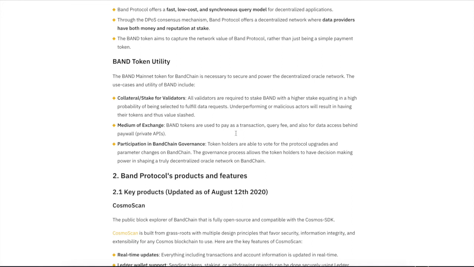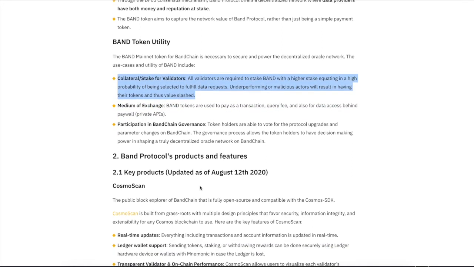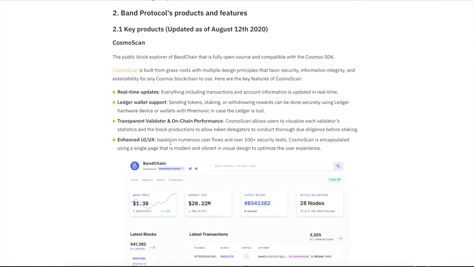We already talked about the utility for it: medium of exchange, collateral stake for validators, participation in Band Chain governance, and so on.